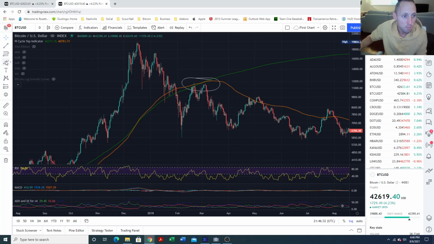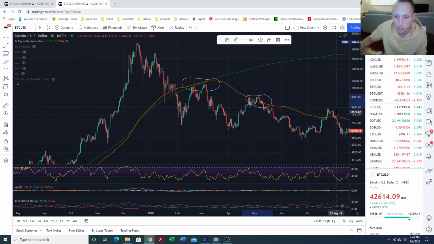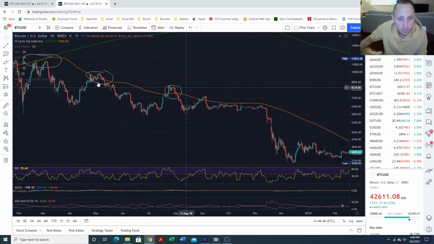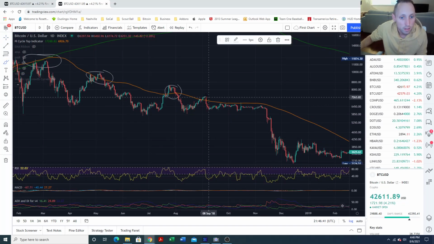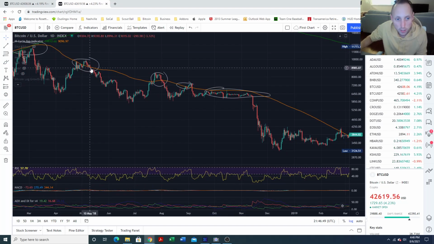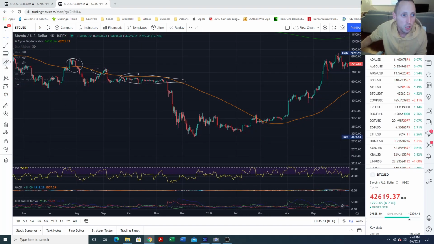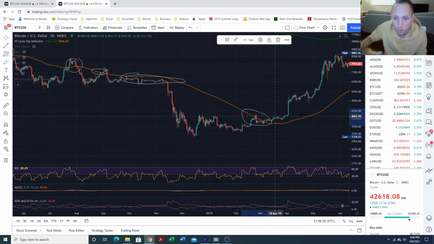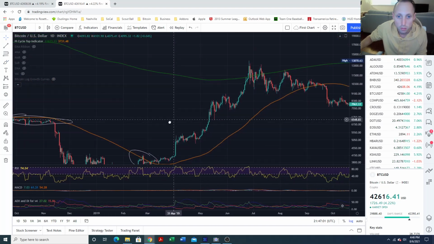Came up here, bumped its head. Couldn't really break through. These were zones right here that are indicators. When it couldn't break through, we were working in a downtrend. When we finally broke through, you start seeing the uptrend.